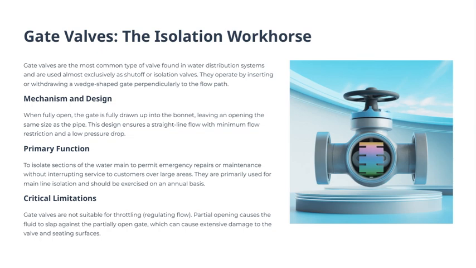In terms of mechanism and design, gate valves are the most common type in water distribution systems. They're almost exclusively used as shutoff or isolation valves. They operate by inserting or withdrawing a wedge-shaped gate perpendicular to the flow path, effectively blocking or allowing flow. And that's why we call gate valves the isolation workhorse. They're reliable, simple, and effective for shutting off water to sections of the system when needed. Understanding their proper application helps us maintain the integrity and efficiency of our water distribution network.